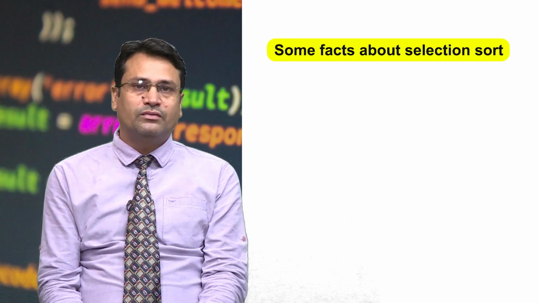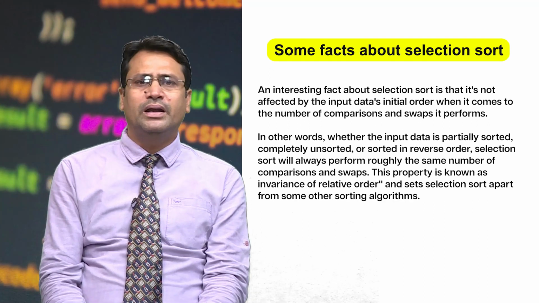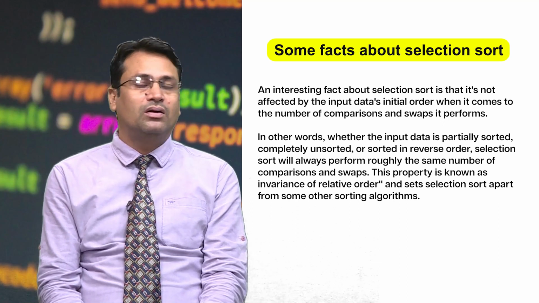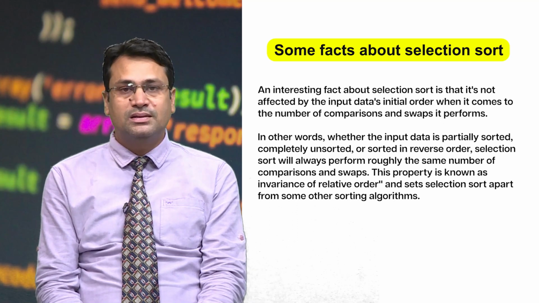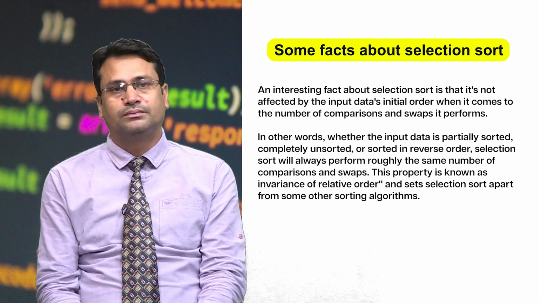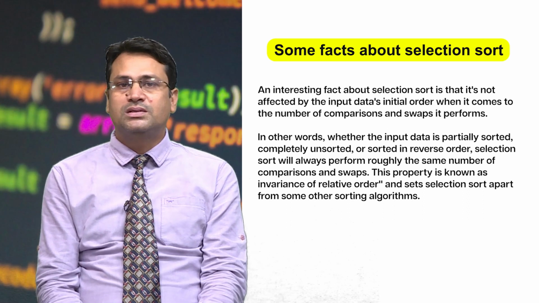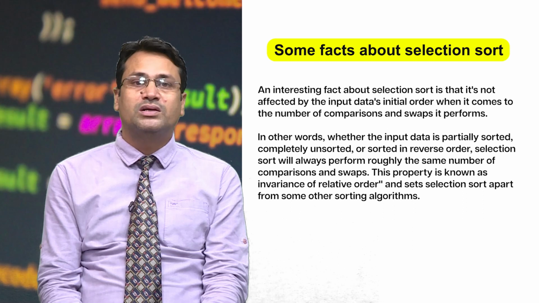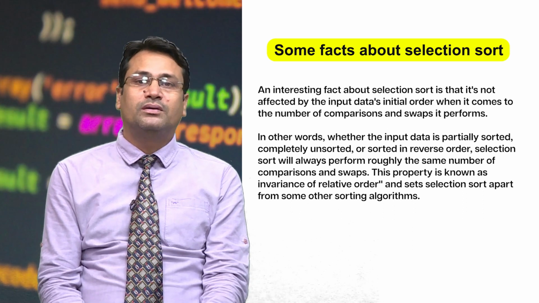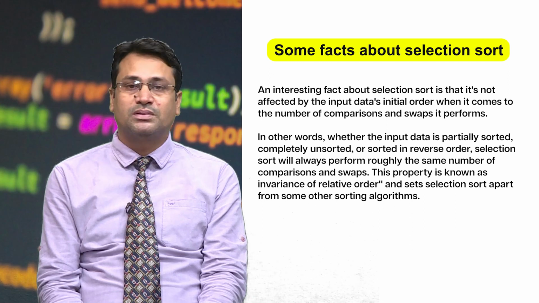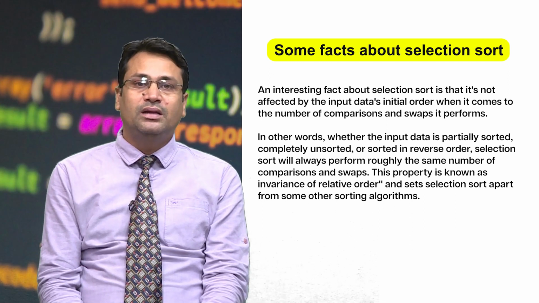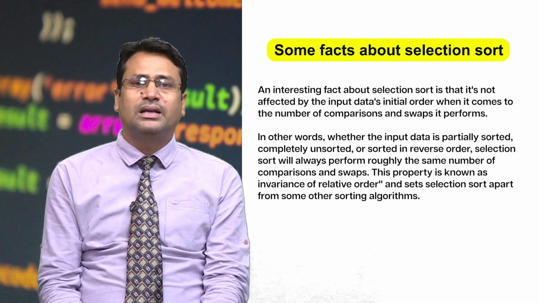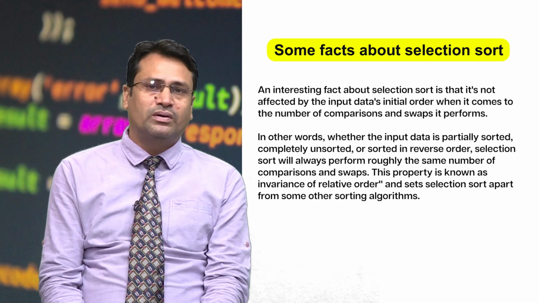Now, we talk about some facts about this sorting algorithm. An interesting fact about selection sort is that it is not affected by the input data's initial order when it comes to the number of comparisons and swaps it performs. In other words, whether the input data is partially sorted, completely unsorted, or sorted in reverse order, selection sort will always perform roughly the same number of comparisons and swaps. This property is known as the invariance of relative order, and it sets selection sort apart from some other sorting algorithms.